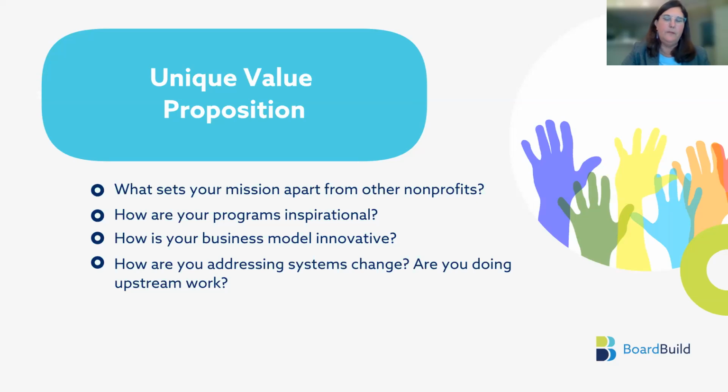And then how is your business model innovative, especially post-pandemic when there's so much change going on and the opportunity to have different revenue sources coming into your organization for financial sustainability? How are you innovative in this new environment? And how are you addressing systems change? What are you doing in the way of upstream work? So yes, those direct needs services are so important right now, but really we as an industry, as a social sector, we want to put ourselves out of business.